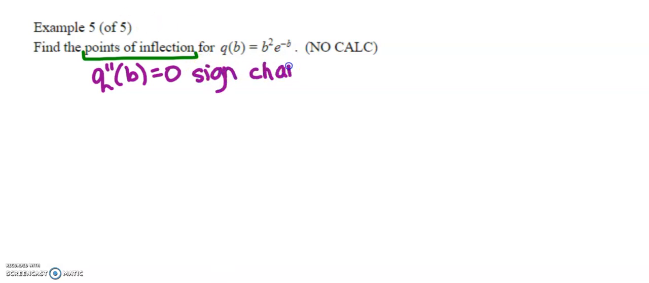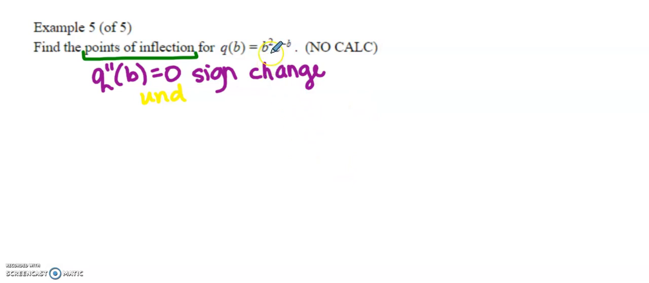So what you're going to do here is you're going to take the first derivative, then you're going to take the second derivative, set that second derivative equal to 0 or consider where that second derivative may be undefined, and check to see if you have a sign change. This is a tricky one.